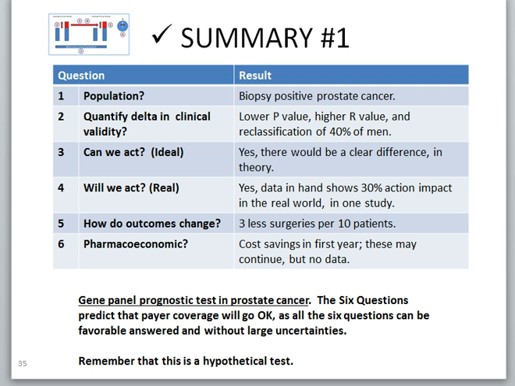Let's assume that there's some data. They did a 300 patient or 500 patient study. They tracked the men for a year, and there was a 30% impact in the real world with real patients. What did the outcomes do? There were 3 less surgeries for every 10 patients. And what are the pharmacoeconomics? Well, there were cost savings in the first year. These may continue, but we don't have any data on that yet. So if you applied these 6 questions to a hypothetical test, you get the impression you can probably answer most of the questions. It's fairly tangible. Hopefully this test will do well with technology assessments and payers.